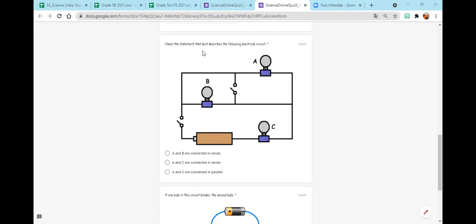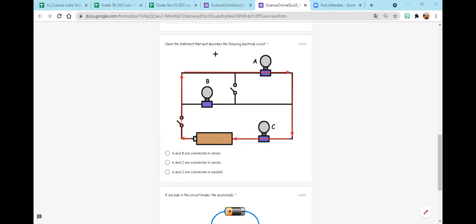Check the statement. Which statement is correct? Let's draw the pathways of the electric current. Ready? The electric current leaves the battery, passes this way through light bulb A, and back to the battery through light bulb C. A and C are found in the same loop.